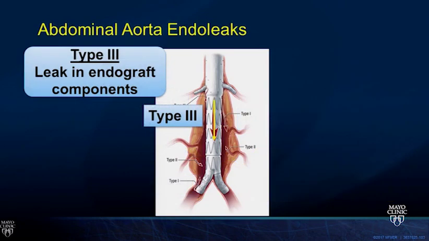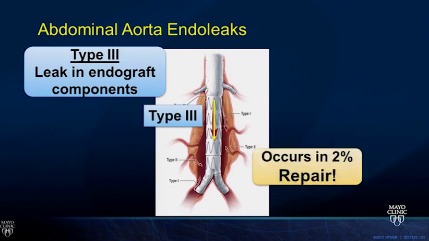And then type 3 is where you have a leak in the endograft components. To me, with type 3, I think of leaking in between the different components. So type 3 occurs in 2%, and because it's a leak from within the components, it needs to be repaired. So type 1 and type 3 you repair. Type 2 is due to collateral blood vessels. You just follow it up with imaging.